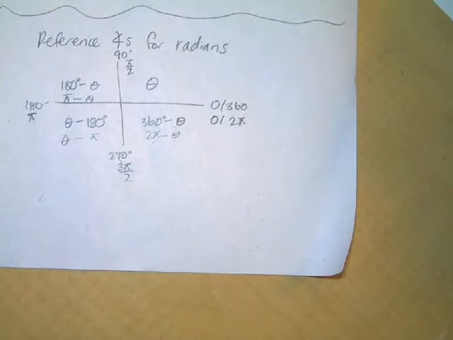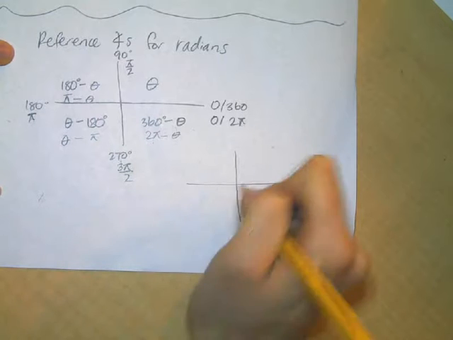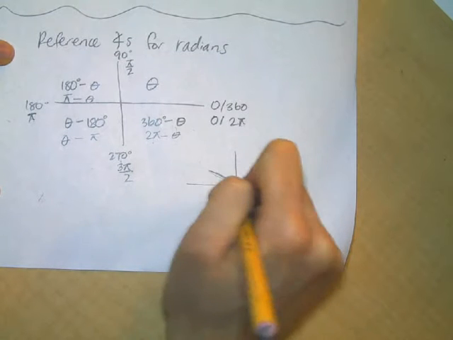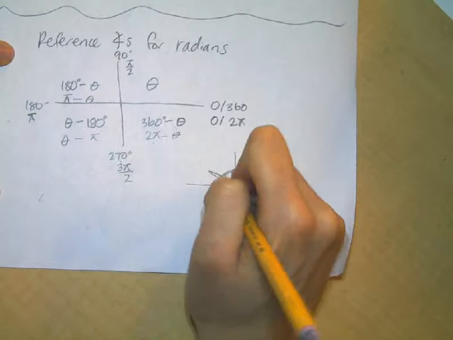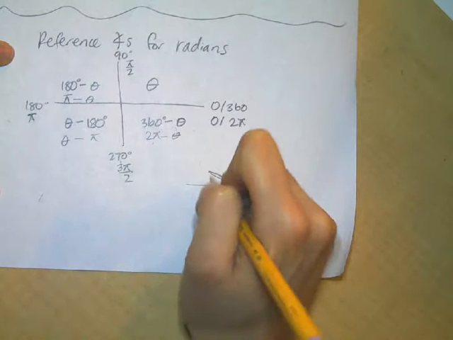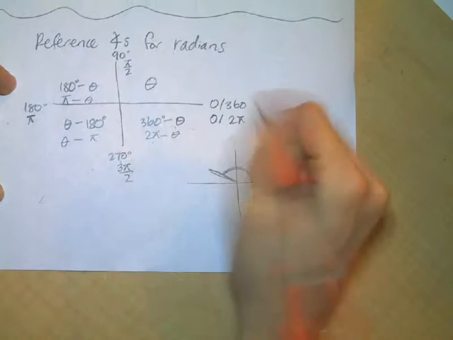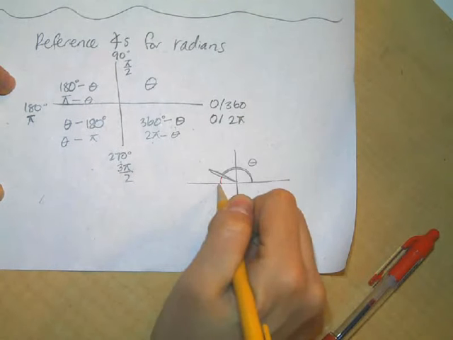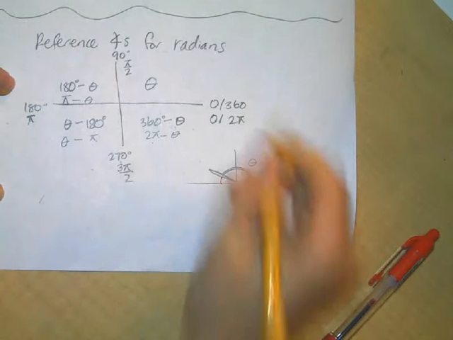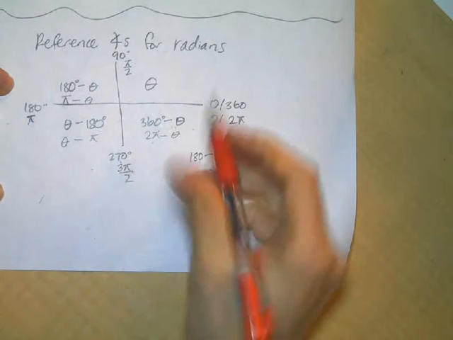Okay? Andrew, to answer your question, remember this is the angle theta. If we want the reference angle, that would be this red angle here, right? So we take half a circle and subtract the gray area to get the red area. Does that make sense?